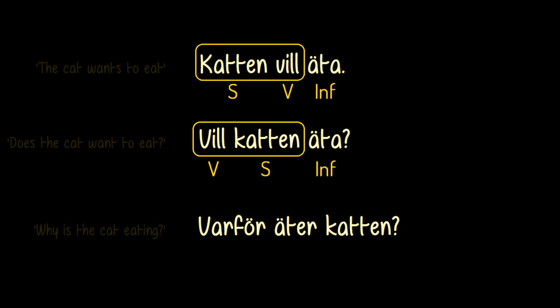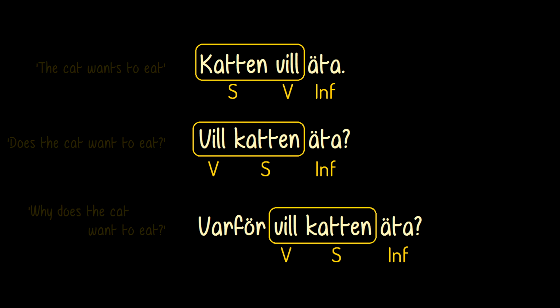Next one. Varför äter katten? Same thing here. We have our verb slot and our subject slot. And when we add vill, it goes in the verb slot, forcing äter to move out of the subject-verb unit to the end, where it becomes an infinitive.